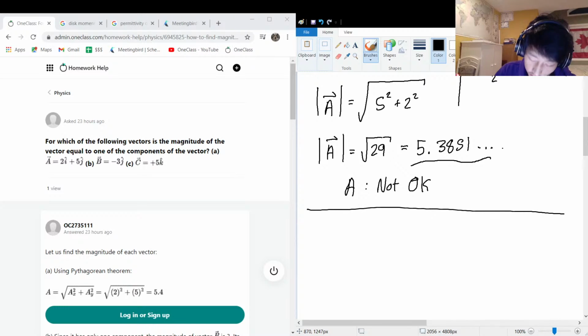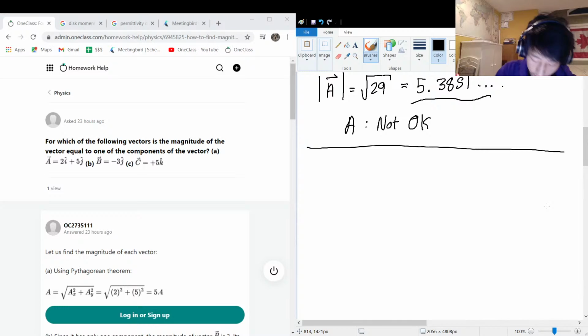Cool. So now we can try option B. We know option B is equal to, well, here they have it written as negative 3j, but another way that we can write this is 0i minus 3j.